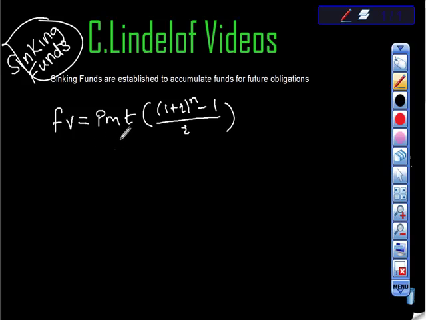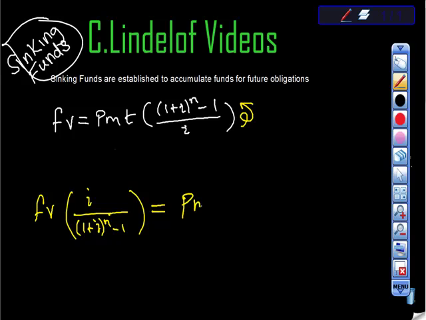What I do instead is I just switch this around. When I do future value, for future value, you're solving for payment. So I want to get payment by itself. All I'm going to do is multiply by the reciprocal of this. So then I get future value times i over (1 plus i) to the nth power minus 1. Can you see that? I just flipped this whole thing over, and it is equal to payment.